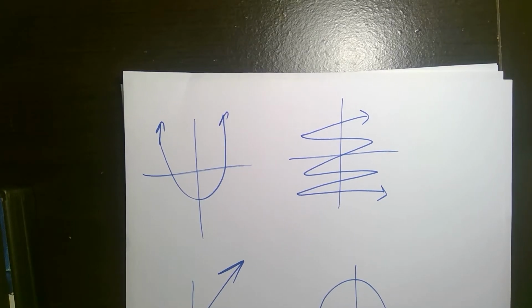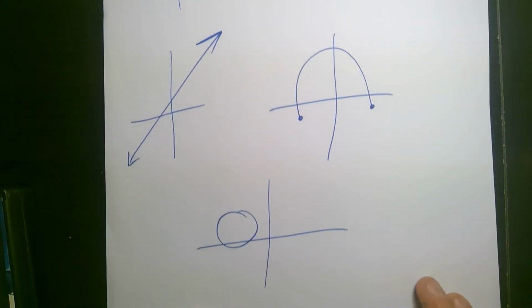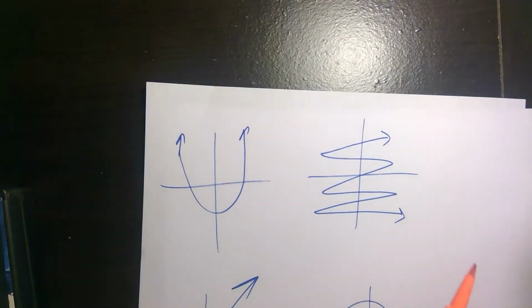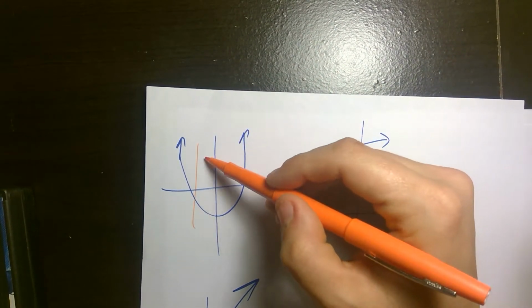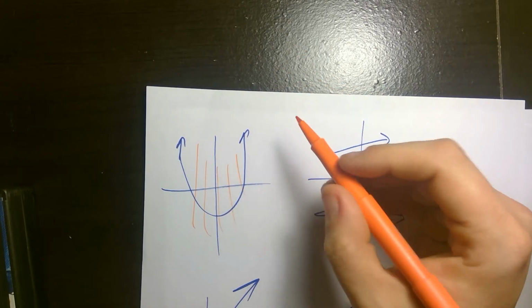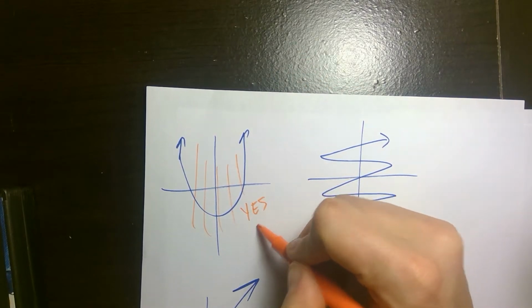Okay, next I want to look at several different graphs, and I want to be able to just look at it and tell whether or not it's a function. I have several of them here. The first one that I'm going to look at is this guy. I'm going to pick a point and draw my vertical line. Oh, look, it continues to pass the vertical line test. So this guy, yes, he is a function.